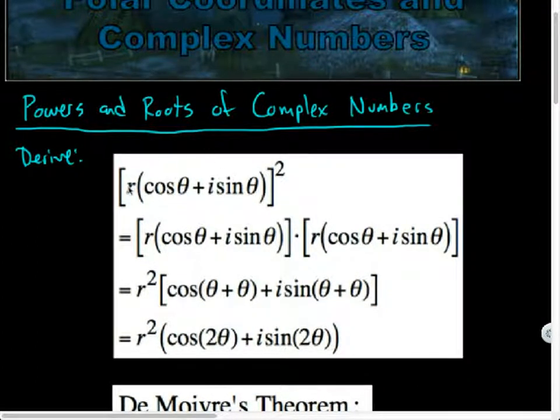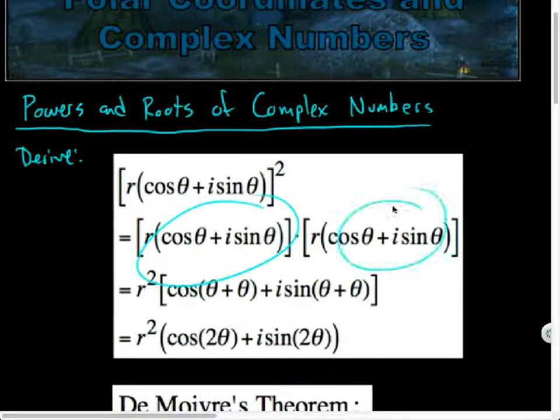So squaring, for instance, a complex number is the same as multiplying it by itself. I'm sure you guys would agree. And I'd get r times r is r squared. I think you guys would agree. And we've seen this before, when I FOIL this all out, I end up getting two separate sum identities for both cosine and sine, if you remember your trigonometric identities.